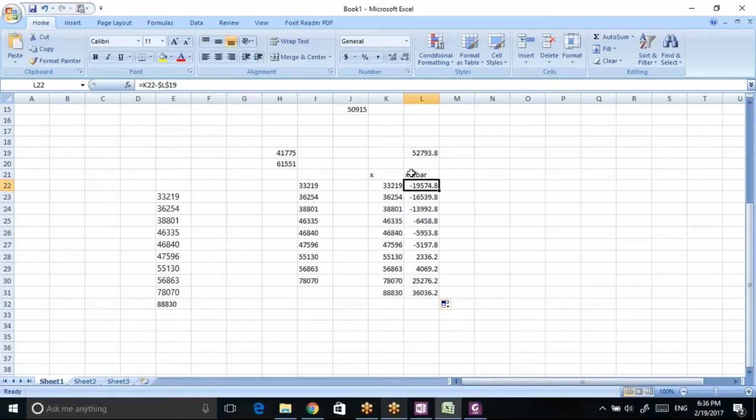Sure. See here, I'll just remove it and show you again. Let me remove this completely. See this, I have to subtract each and every value with 52793.8. One way is just as simple as this: use this minus, type the value. If you're facing any difficulty, just put it like this and then drag it. You will get correct answers.